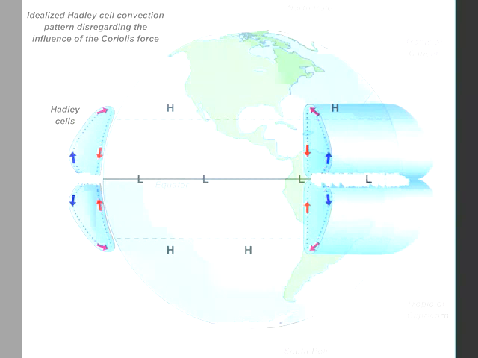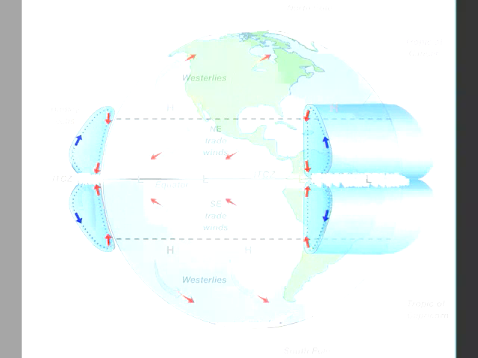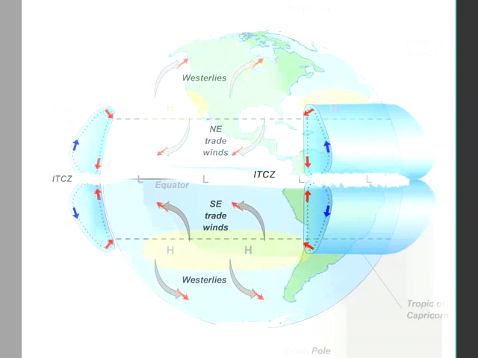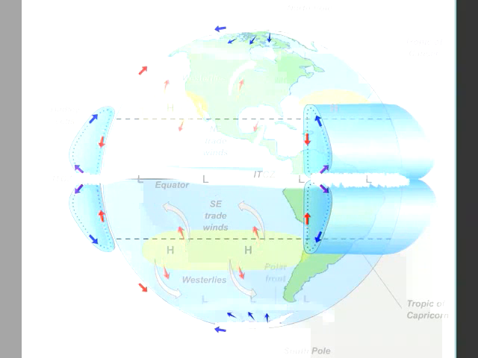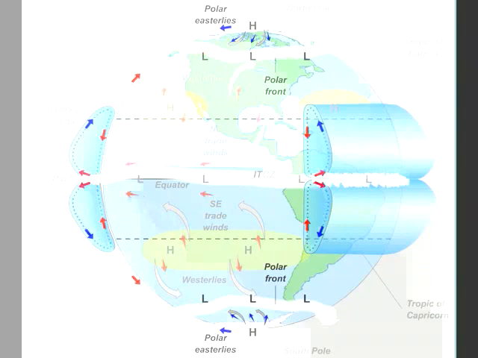Air rises over the equator, flows poleward in the upper atmosphere, and sinks over the subtropical highs. From the subtropical highs, air flows back towards the equator in a wind system which we call the trade winds, northeastern and southeastern trade winds. Air flowing poleward from the subtropical highs forms the westerlies in both hemispheres. Air flowing equatorward from the poles forms the polar easterlies.